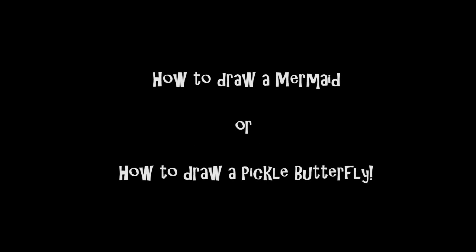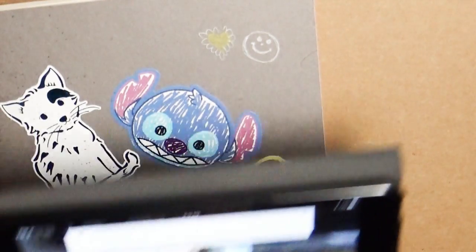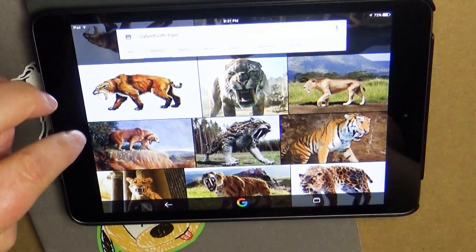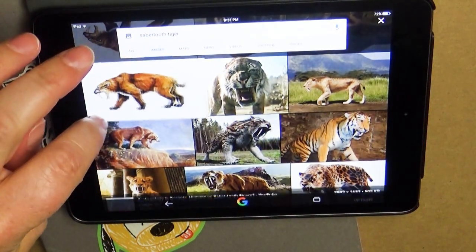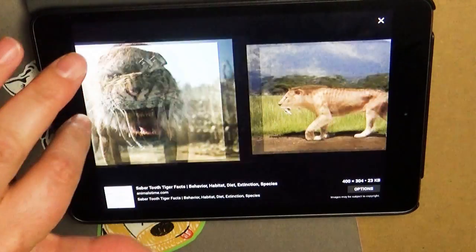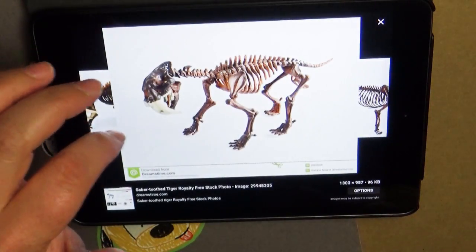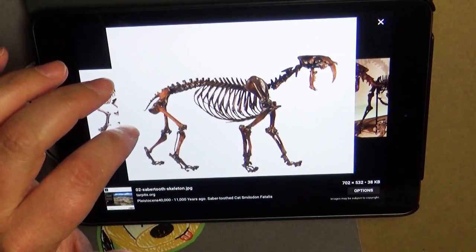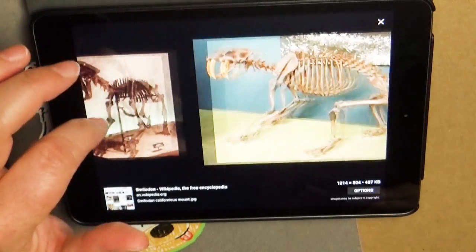No, seriously. This is day number 5 of the 7-day art tutorial challenge, and I was so trying to get you guys to vote for how to draw a mermaid or how to draw a cute caterpillar, but the majority of you guys voted for how to draw a saber-toothed tiger. I've never drawn a saber-toothed tiger before. So not only am I supposed to draw one, but teach you guys how to draw one? I don't think so. So I'm going to teach you how to draw something you've never drawn before, because I've never drawn a saber-toothed tiger before.